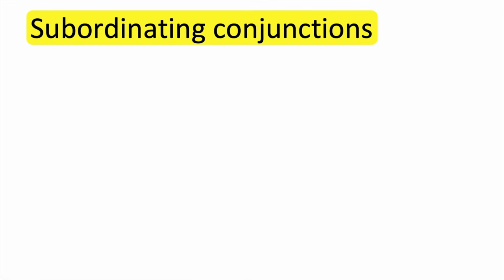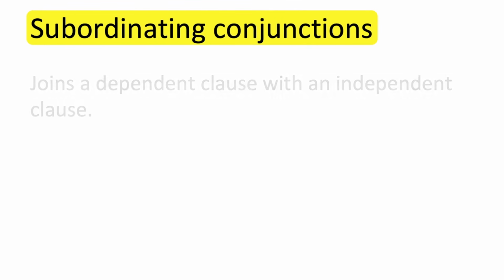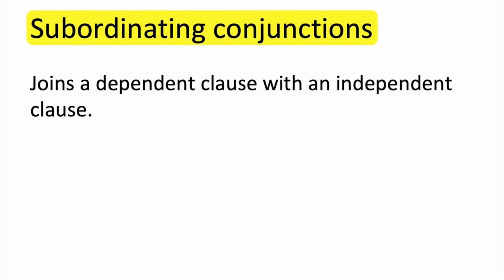Subordinating conjunctions. A subordinating conjunction is used with a subordinate clause. A subordinate clause is a clause that doesn't make sense on its own as a sentence. It's a dependent clause. Essentially, the subordinate clause doesn't express a complete thought on its own. Therefore, it depends on an independent clause to make sense. A subordinating conjunction is used to join a dependent clause with an independent clause.